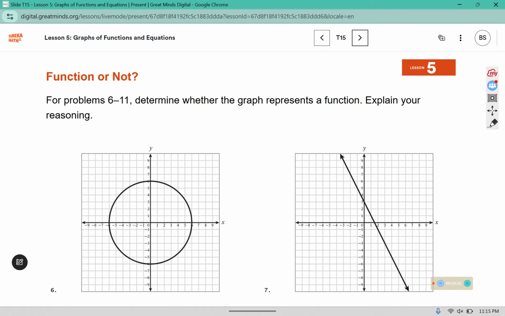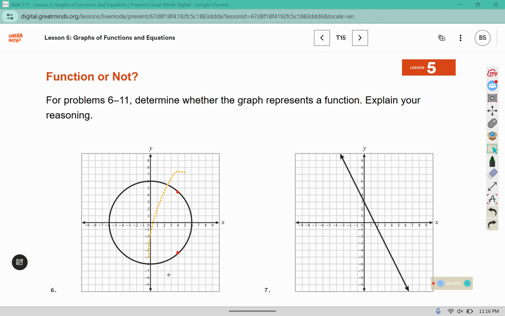For problem 6 through 11, determine whether the graph represents a function and explain your reasoning. This first one, number 6, is not a function because the inputs of 4 can go to 2 different places. Remember we discussed in a previous lesson that each input can only have one output. Here the input -2 can go to 6 or almost to 6 and then almost to -6. But you shouldn't be able to be located at 2 different places at once.